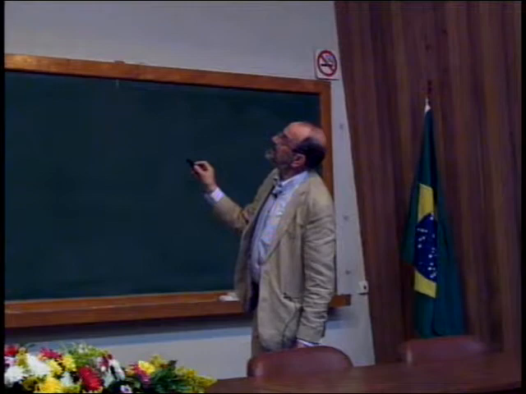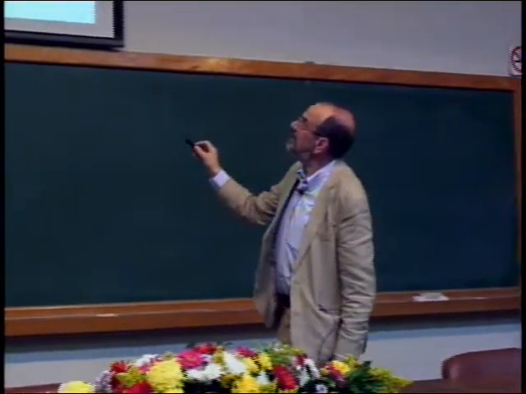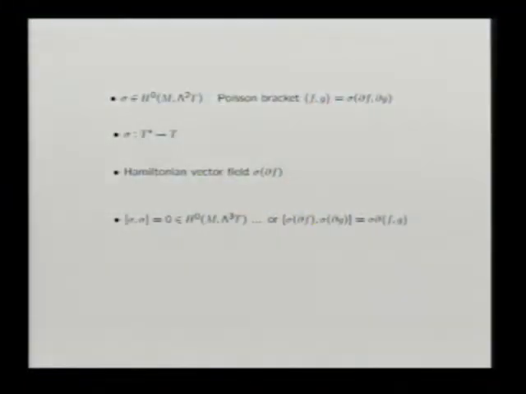Another way of saying that, of describing the Poisson bracket, is to say that this sigma here gives, if you like, by contraction, a map from the cotangent bundle to the tangent bundle. And then if I have a function, I take its derivative and apply sigma, and I get a vector field. So this is the Hamiltonian vector field for the function f.